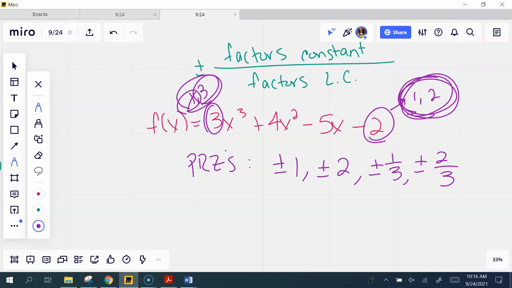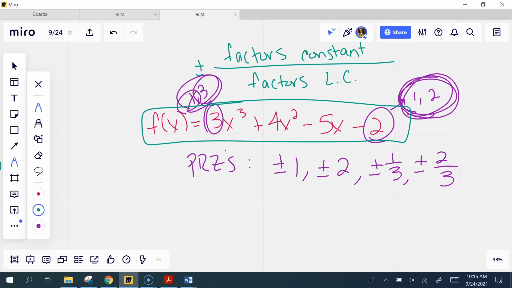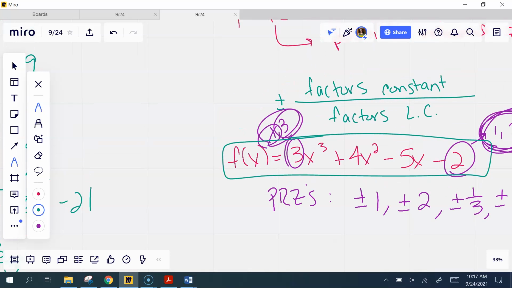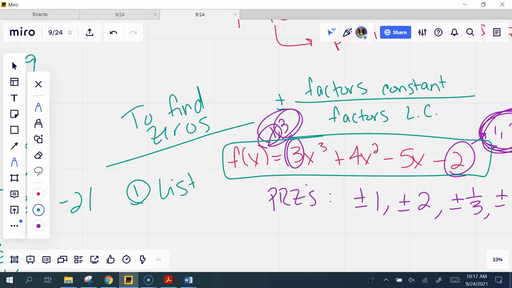So how can I decide which ones of these are actual? Because if it's something like this and I'm asked to find the zeros, well, that's not factorable. And if I don't have a calculator to graph with me, then I may need to figure out a different way that I can find these zeros. So I list the PRZs. So I guess let me give you some steps here to find zeros. I'm going to list the PRZs first.